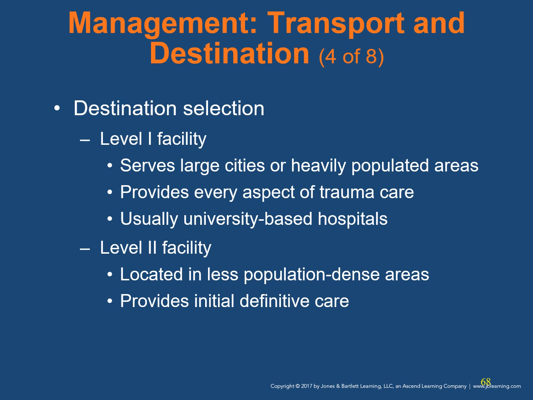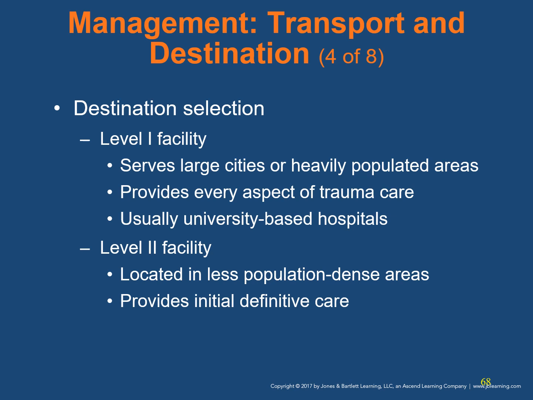Destination selection. It is important for you to be familiar with how the American College of Surgeons Committee on Trauma classifies trauma care. Trauma centers are classified into levels 1 through 4, Level 1 having the most resources. A Level 1 facility generally serves large cities or heavily populated areas and provides every aspect of trauma care. Most Level 1 facilities are university-based teaching hospitals.